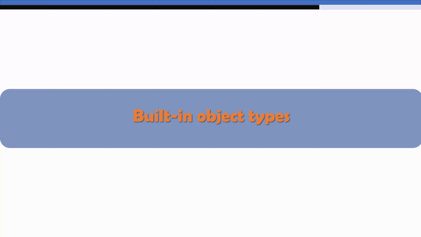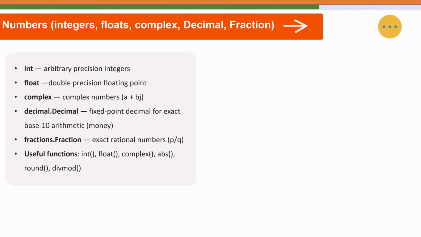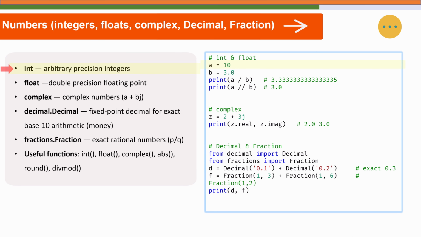Python provides several numeric types for different needs. int is for integers with arbitrary precision. You can have very large integers without overflow. float follows IEEE double precision, which is fast but can display surprising rounding. For complex math, Python has a built-in complex type. A complex number like 2 plus 3j has real and imaginary parts, accessed with dot real and dot imag. When exact base 10 arithmetic is required, for example in financial calculations, use decimal. Decimal avoids such binary float rounding.